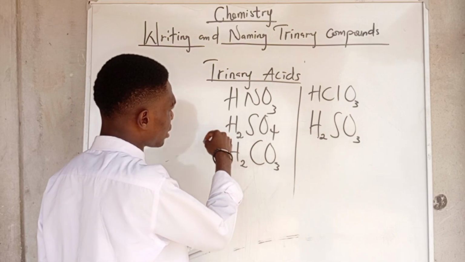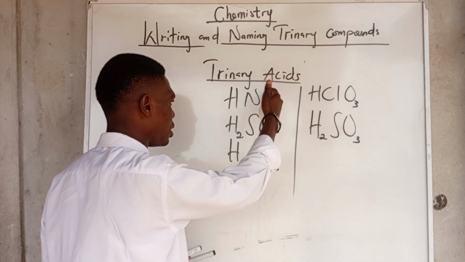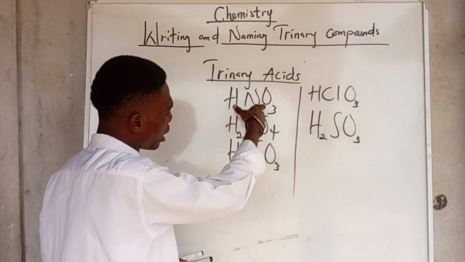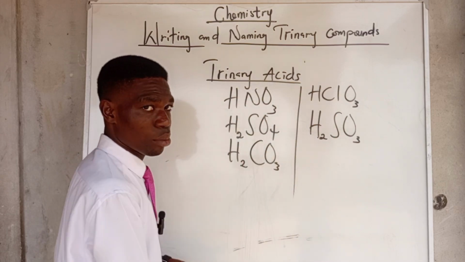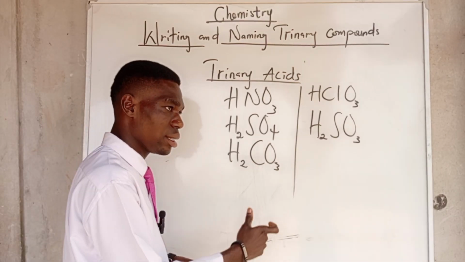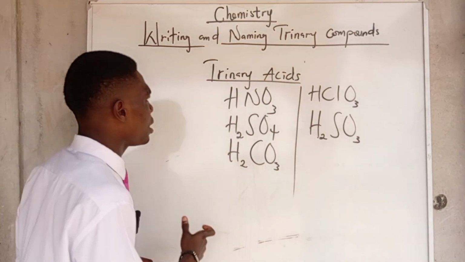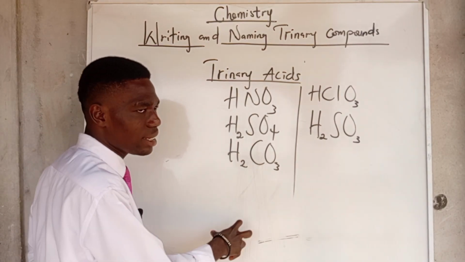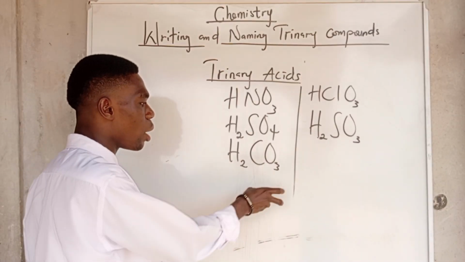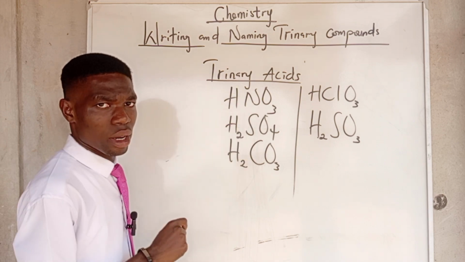You can now see that hydrogen is the first element in each of these acids, and then oxygen is the last. Are we together now? Any other element is in between, or in the middle. And so whenever you see this kind of compound, they are acids, ternary acids more precisely. Are we together now? All right, so the first thing we are going to do here is analyze these ternary acids and look at how they'll be useful in helping us name ternary compounds.